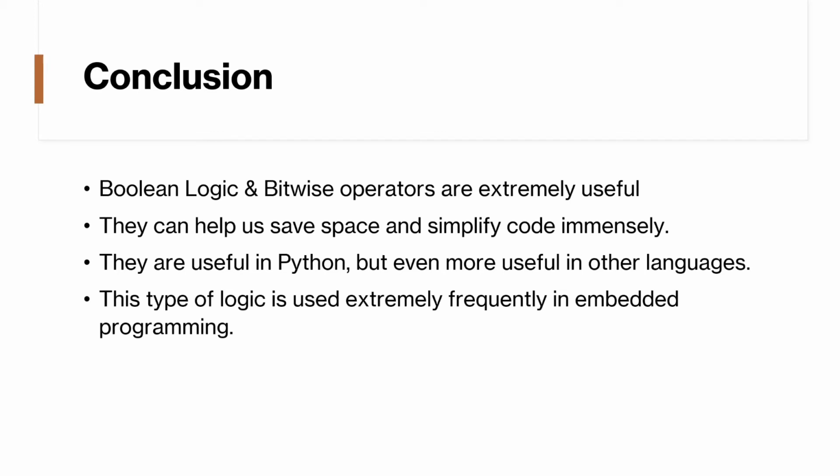They are very, very useful in Python, but they're even more useful in other languages, such as C. Bit masking and bitwise operators are extremely useful in C because C has very little overhead and is very popular in embedded systems. And again, this type of logic is used extremely frequently in embedded programming. So knowing this is very useful for Python as well as other languages. It'll be helpful if you want to go down into a more low-level programming language, and it'll still be helpful if you want to go even higher level, if you want to abstract it even more.